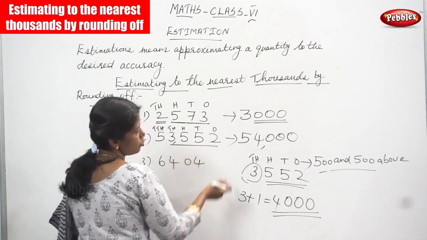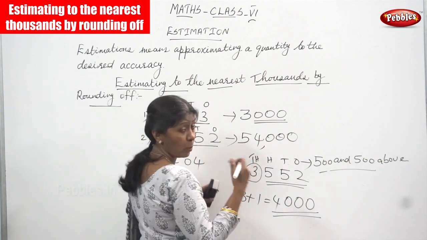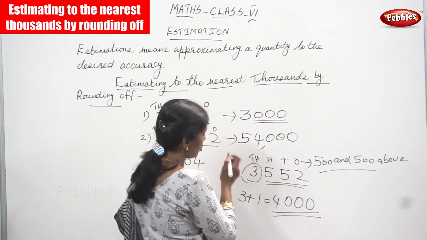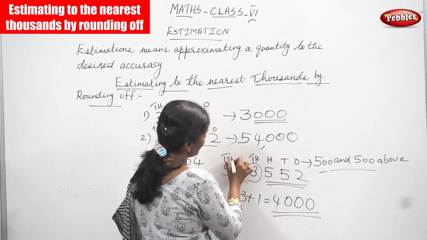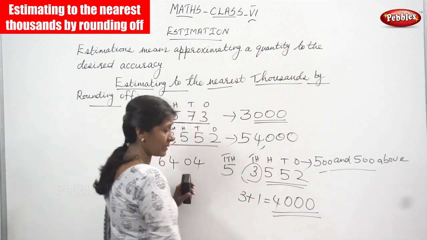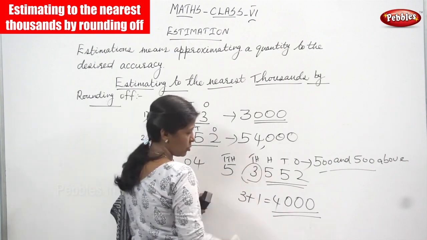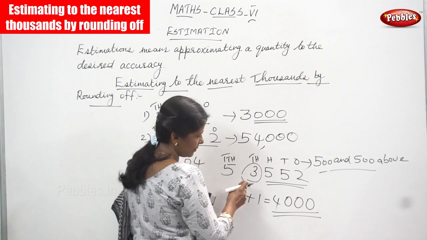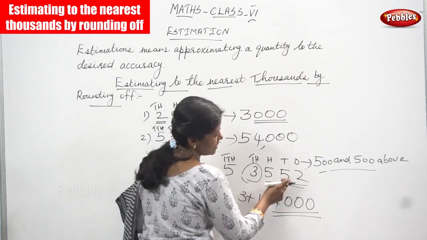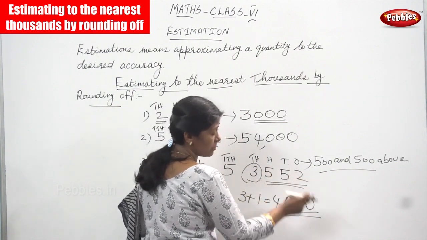53,552 becomes 54,000. How does it come? I'll repeat. So this is the ten-thousands place. Don't consider the 10,000 value. You have to consider up to 1,000. So in the 1,000 place, what is the number? 3, and 100 place 5, and 10's place again 5, and 1's place 2.